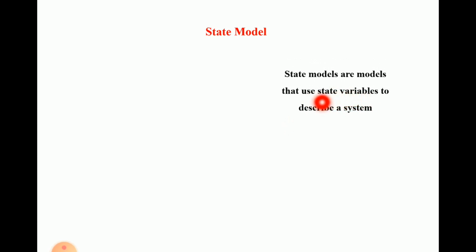Just to recap, we know that a minimal set of variables called state variables along with input can be used to describe the behavior of a system. Now, if you are representing these state variables along with input in the form of a model, that particular model is called a state model, which again helps us in describing the behavior of a system.